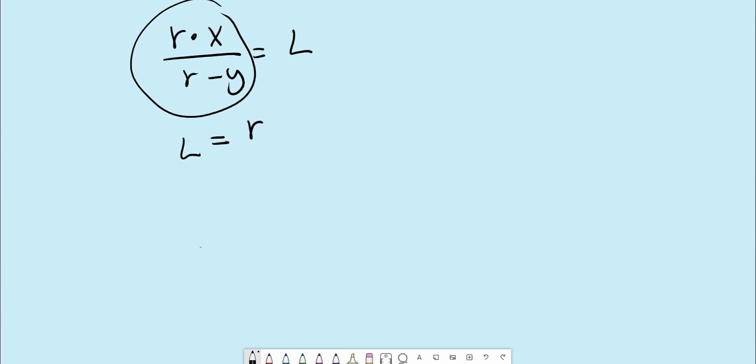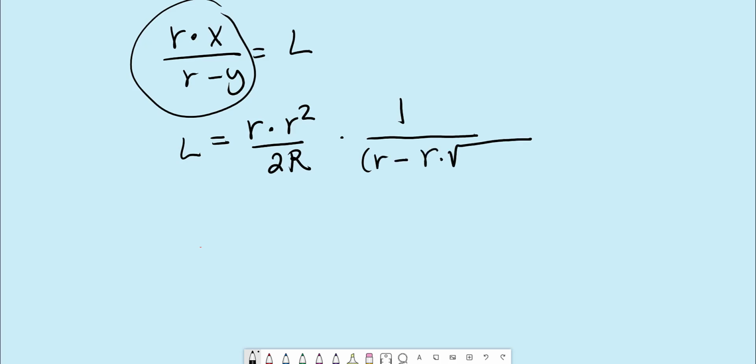L equals R. Okay, what is our x? Our x is just r squared divided by 2 capital R times, I'll write this as a separate ratio, r minus y. So we have r minus, our y was just r times the square root of 1 minus lowercase r squared divided by 4 uppercase r squared. Okay, so we found our formula for L, and we can now start playing with this a little bit.